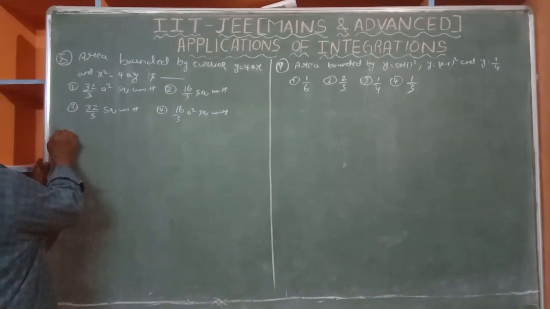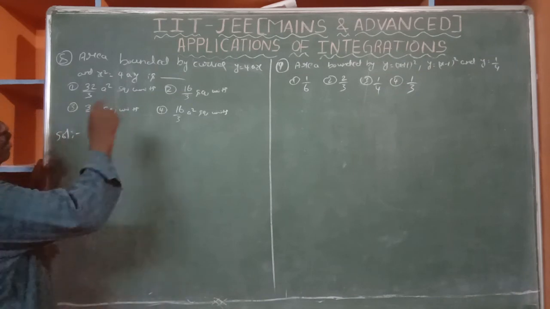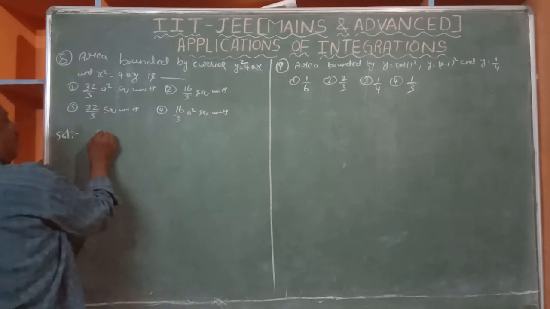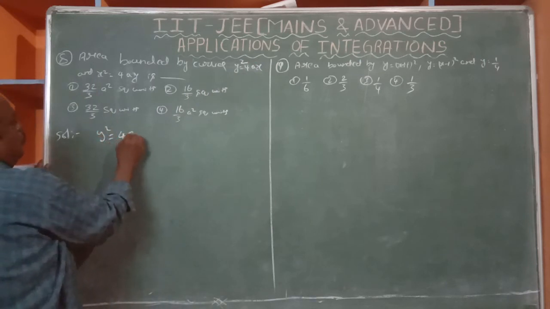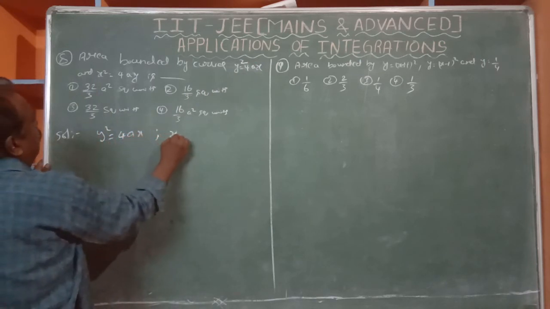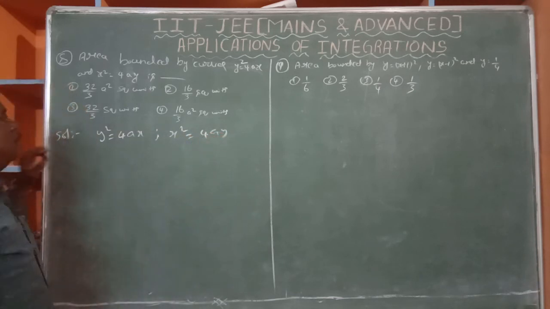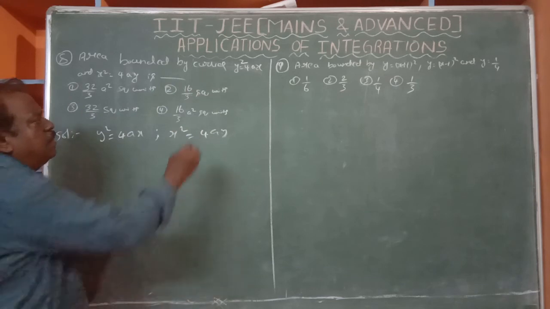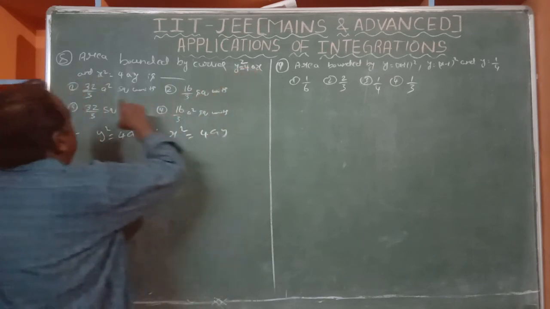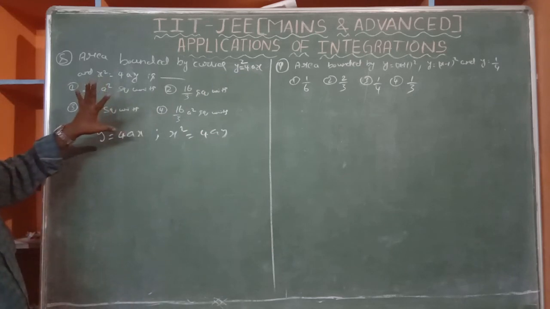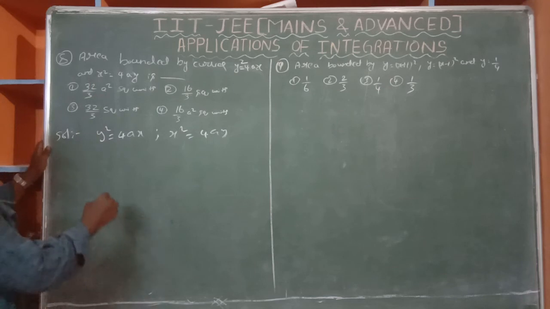Eighth one. Given curves are y square is equal to 4ax and x square is equal to 4ay. Two curves are there. Simply the question is asked like that only. It is a bounded area.